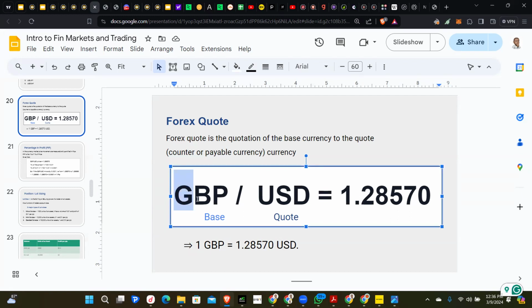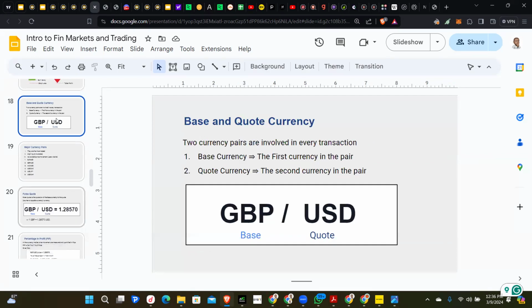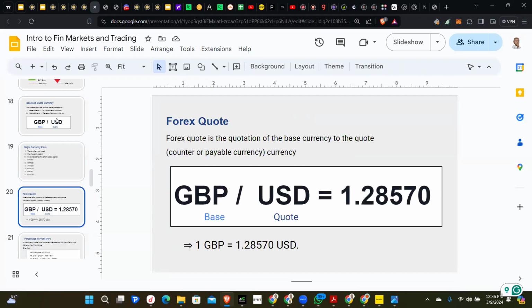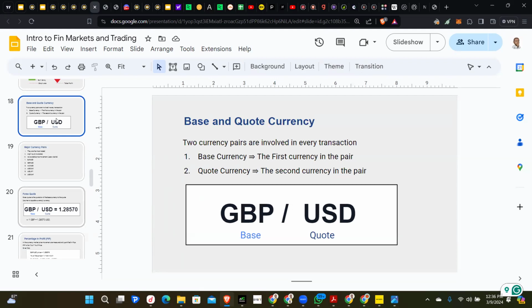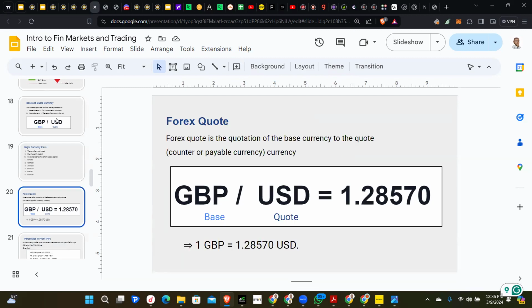Now, in each quote, or when you see, sorry, I think I jumped. Sorry. So this is where we should be, because I want to make sure that you understand currency pairs before we start talking about Forex quotes.